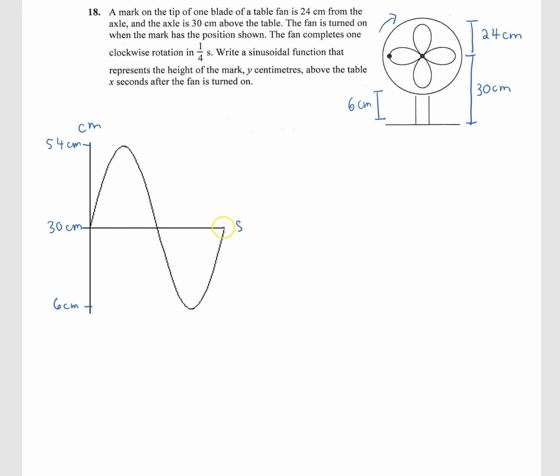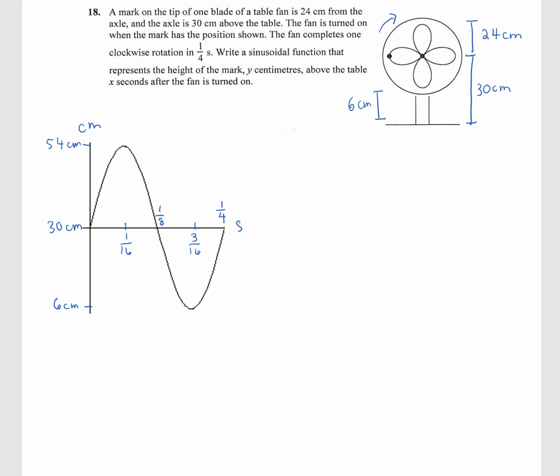by knowing that this endpoint, or one complete rotation, is 1/4 of a second. So half of 1/4 is 1/8, which is this midpoint here. Our maximum here is at half of 1/8, which is 1/16, and this minimum here is at 3/16 of a second. So this is our function here that we want to come up with an equation for.